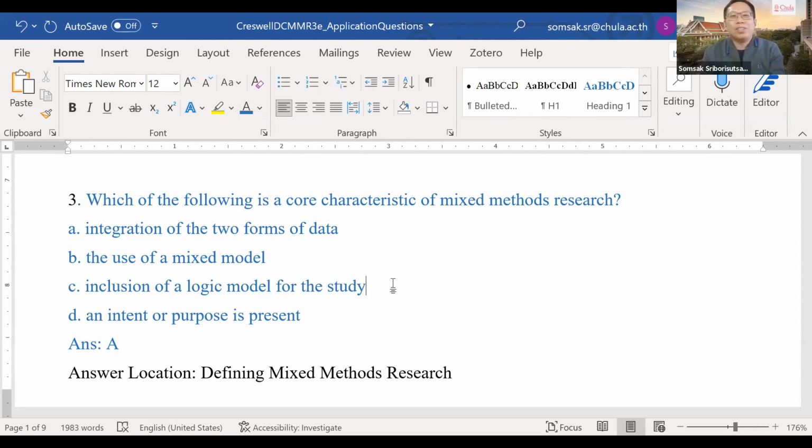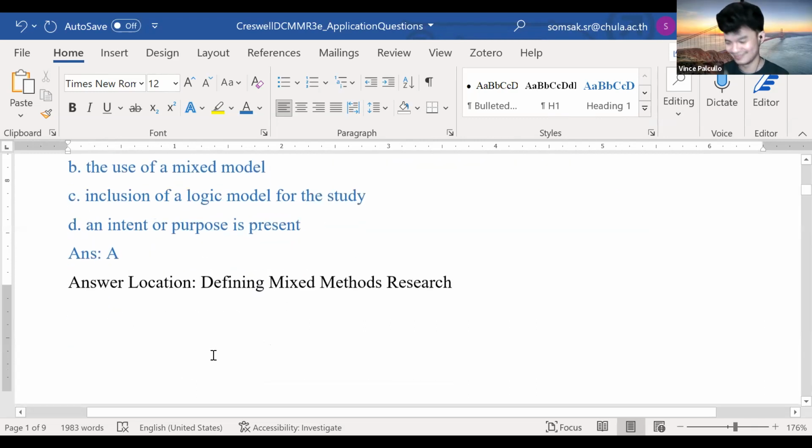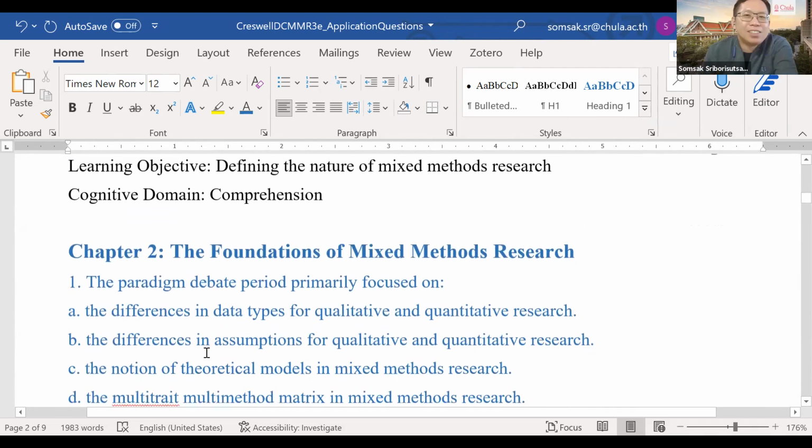So when you use mixed method research, it means you try to integrate two forms of data, right? Quantitative and qualitative. You integrate things. If you don't integrate, don't call that you do mixed method research. You just use multiple methods of data collection. Okay. Good.